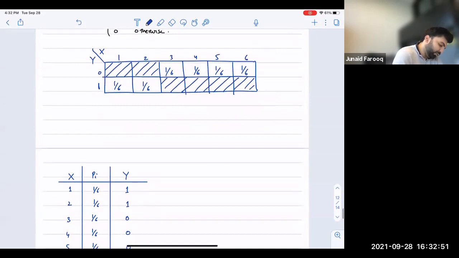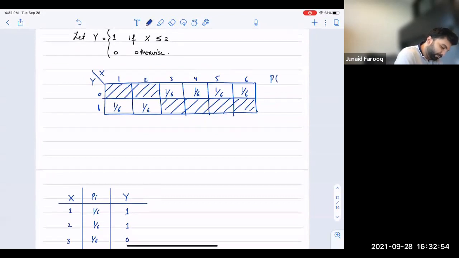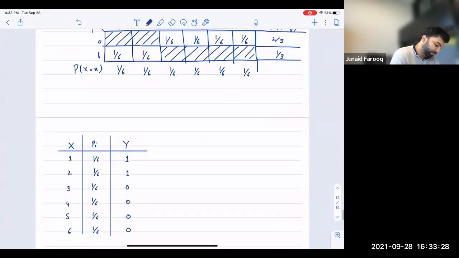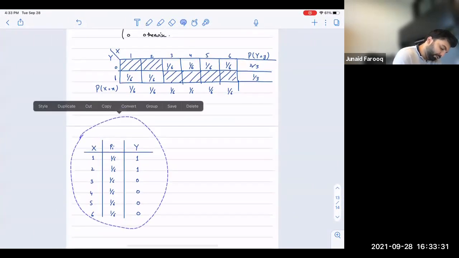Okay. So what is the probability of Y equals y? It's just the sum of the rows, so you'll have 1/3 and 2/3. Hopefully everybody is getting this. And the marginals for X, which is the probability X equals x, is 1/6, 1/6, and so on. Let's get rid of this diagram here.